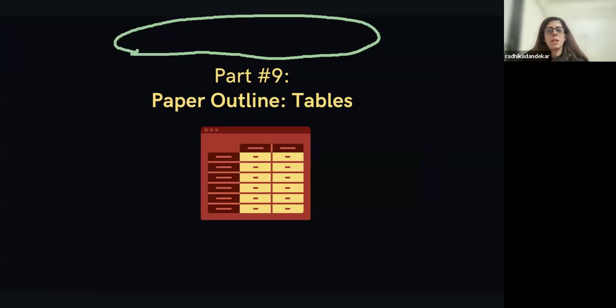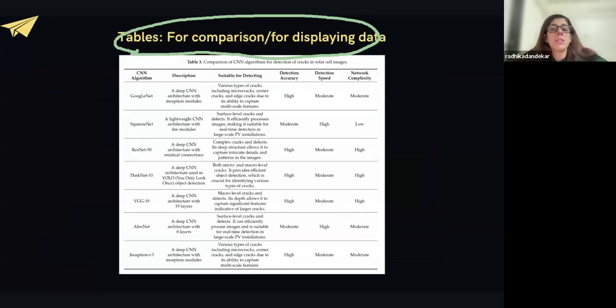We have seen up till now title, abstract, introduction, figures. We are moving now on to the last part of the paper outline, that is the tables. Like the figures, tables also give a visual representation of the text. So if you are able to convert text into a figure, I would encourage you to use a table instead. But like the rules I said for figures, the same rules apply for tables.